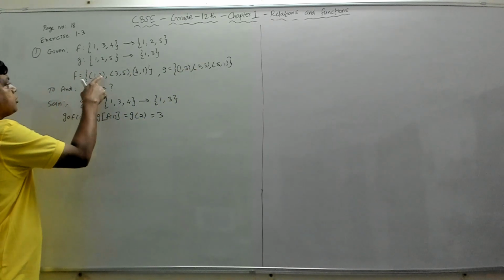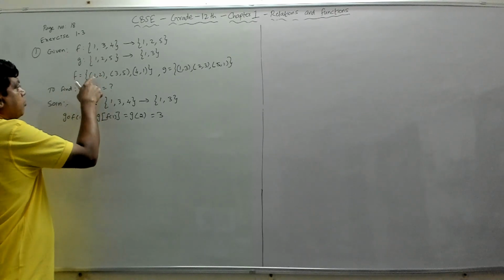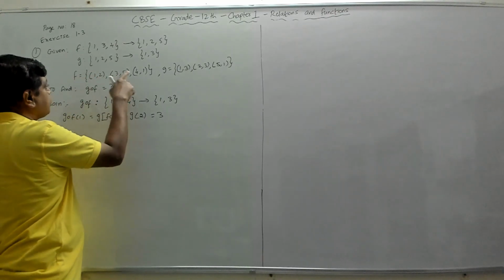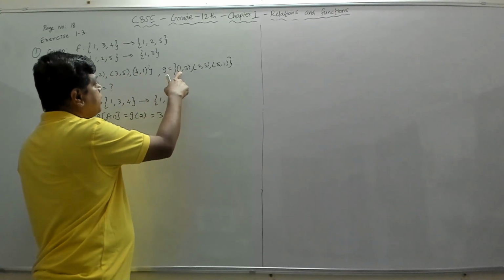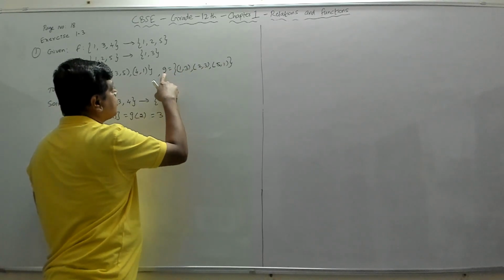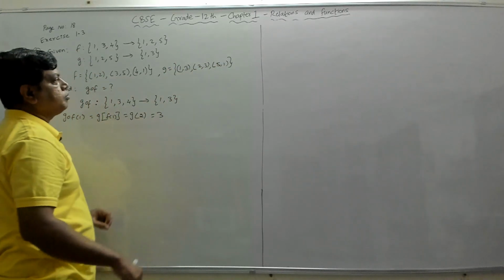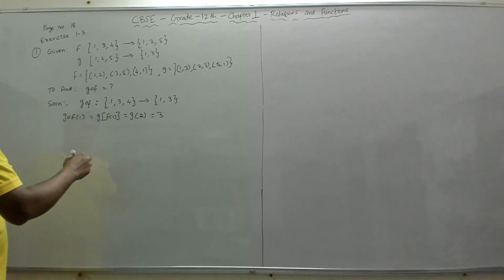F of 1 is 2. That is the meaning of 1, 2 means f of 1 is 2, f of 3 is 5, f of 4 is 1. Similarly, g of 1 is 3, g of 2 is 3, g of 5 is 1. Fine, so that's how the definition of the function is.